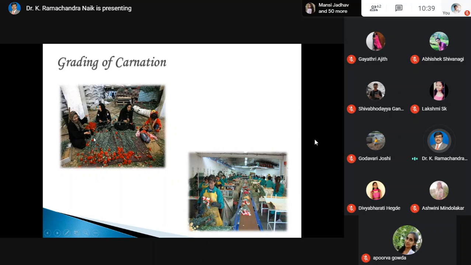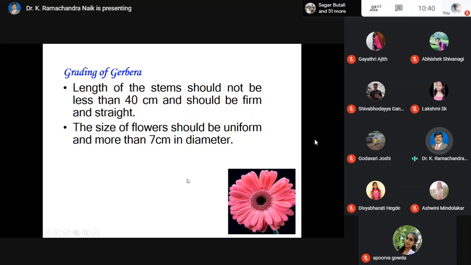In gerbera also we come across grading based on length of the stem, because it's a single flower sold, and it should not be less than 40 centimeters and should be firm and straight. You might have seen that the stalk should be straight. If the gerbera stalk bends, it means it has lost its efficiency in retaining for a longer period. It means it loses vase life or storability. So the stalk should be straight and 40 centimeters minimum, and the size of the flower should be uniform and more than 6 centimeters in diameter. That should be the good characteristics of the gerbera.